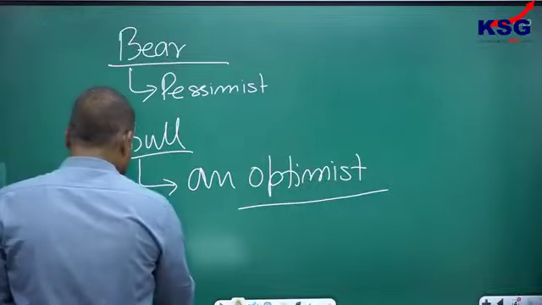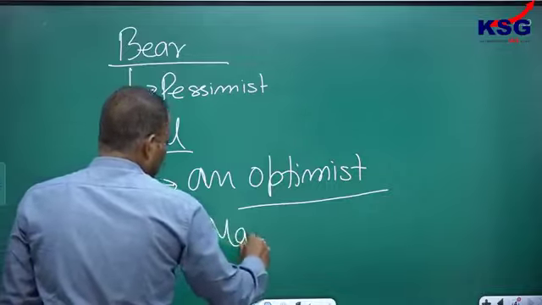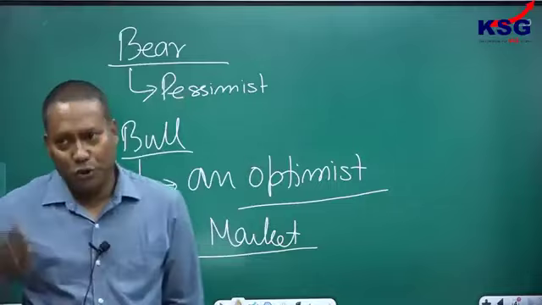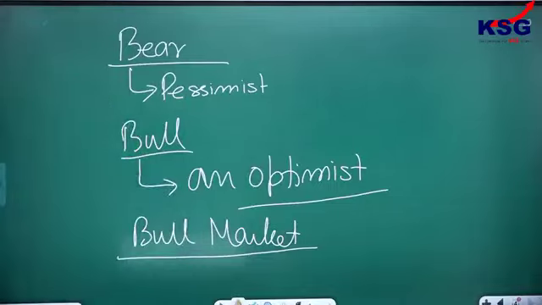Similarly, you can use the word bull market. Here you were talking about the investor, but here we are talking about the whole market. When you are expecting the market to go up, you can say, yes, bull market, right? A stock market that is characterized by rising prices over a long period of time. Full stop. Then you write, it represents a period of investor optimism.